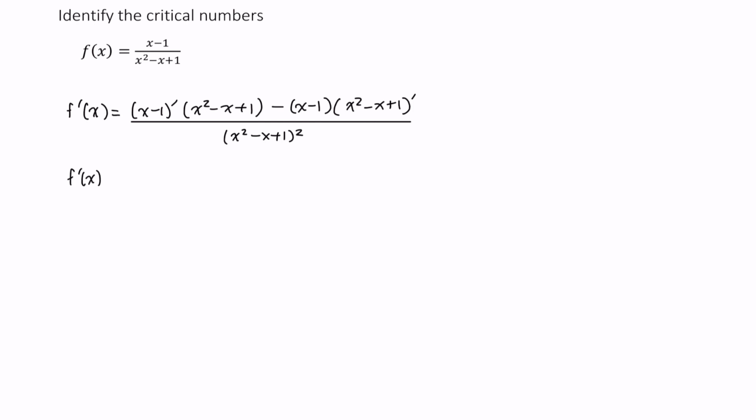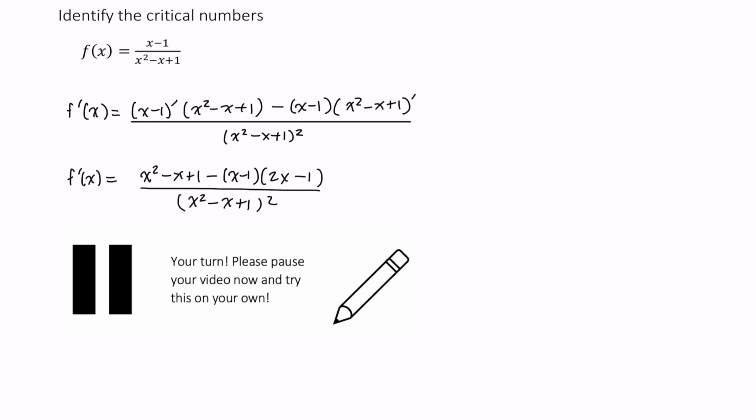So f prime of x is equal to, well, this derivative is just 1 minus 0, so just 1. In that case, 1 times all of this is just all of this. That is x squared minus x plus 1 minus x minus 1 times 2x minus 1. And in my denominator, x squared minus x plus 1 quantity squared. Now this just needs to be simplified algebraically, so please pause your video and try to simplify this algebraically independently.